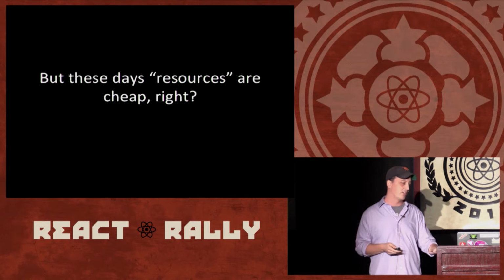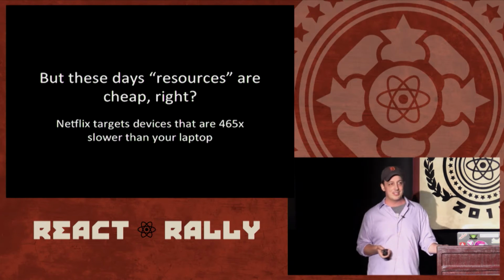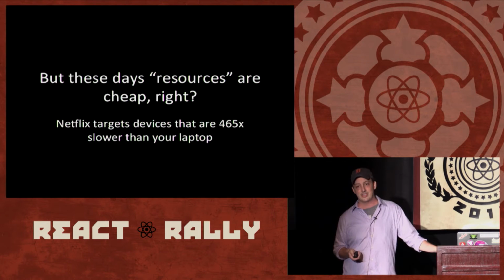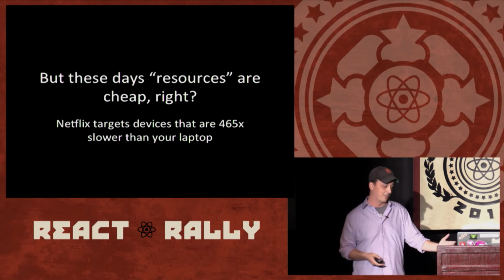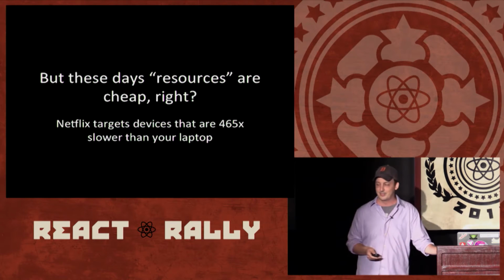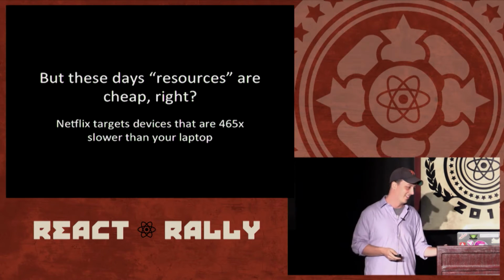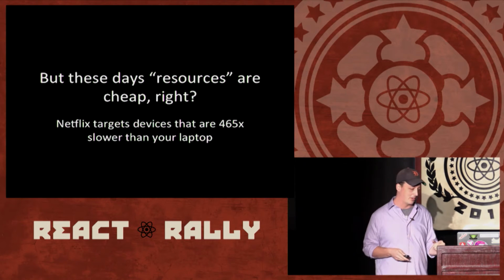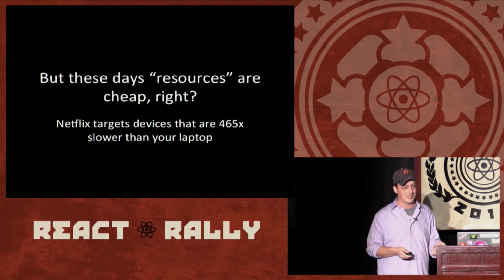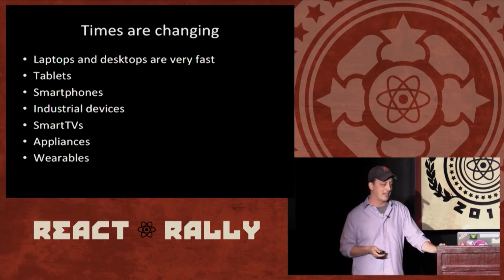And this is just in Netflix's case. Netflix targets some devices that are 465 times slower than your laptop. So those little things that you're streaming on, you want those nice fluid animations and stuff, that's what those poor people in TV UI have to work with. Really, really underpowered stuff. But that's just Netflix. That's not everybody.